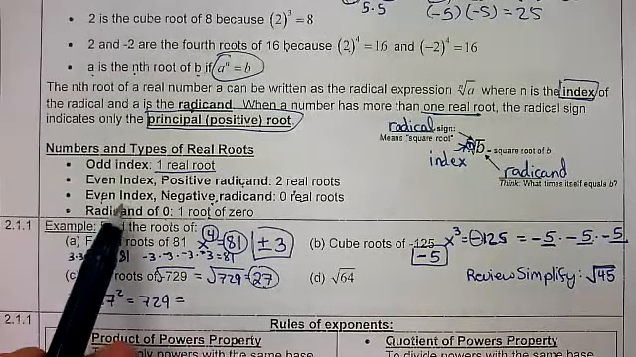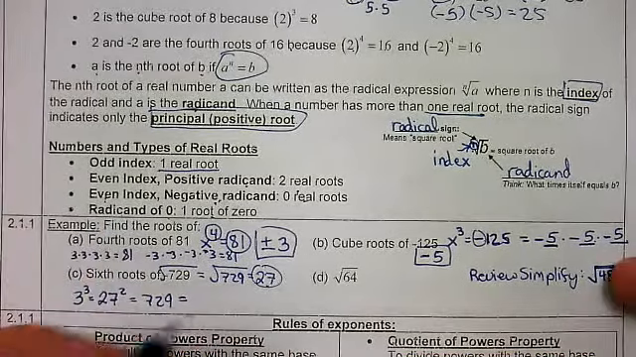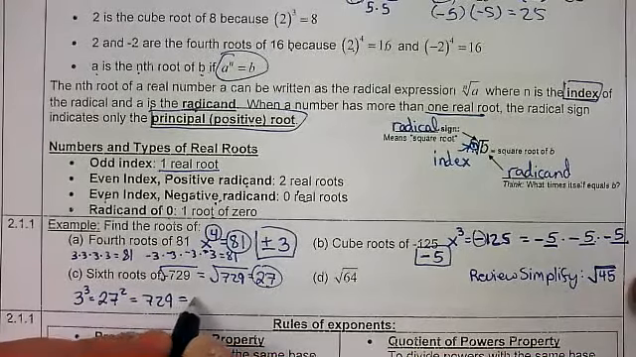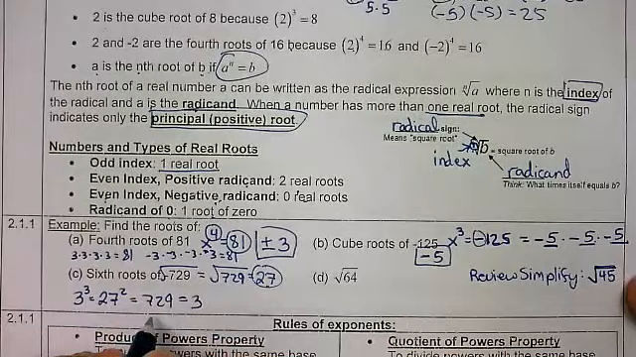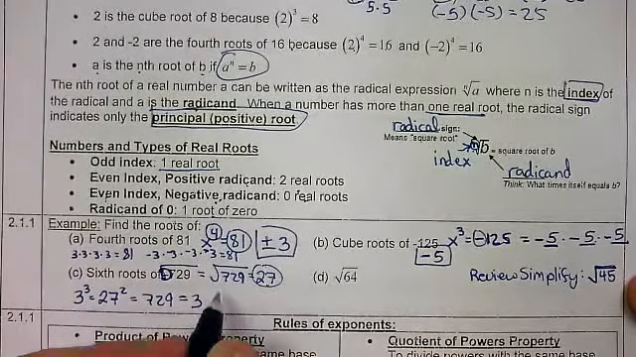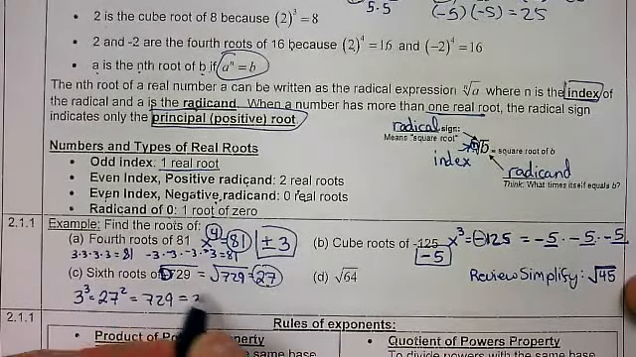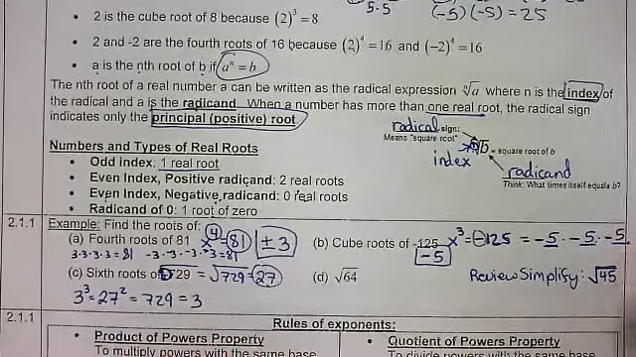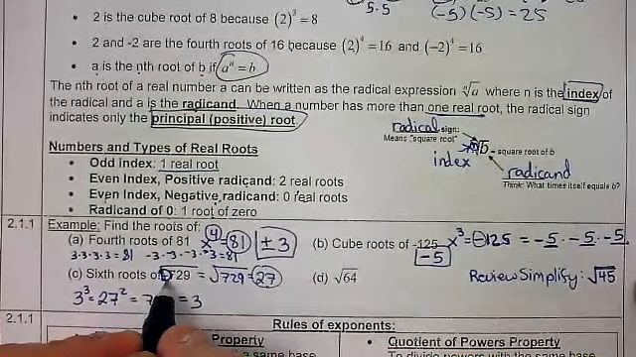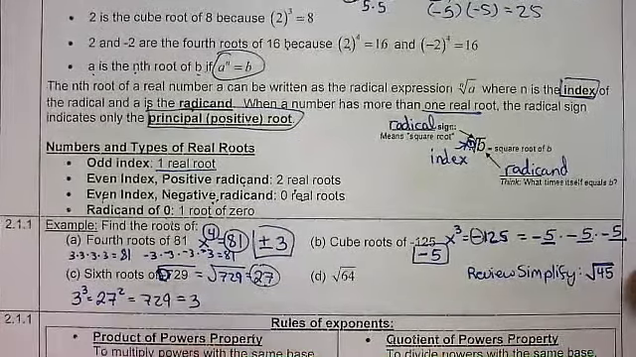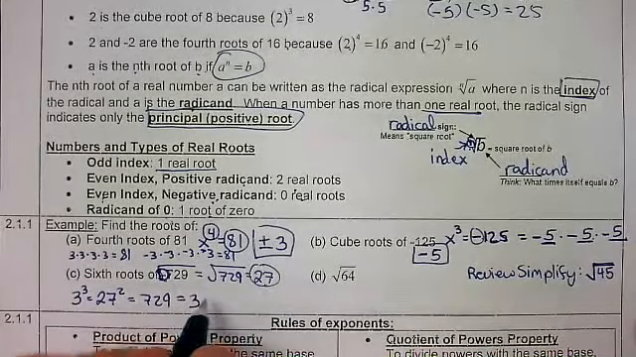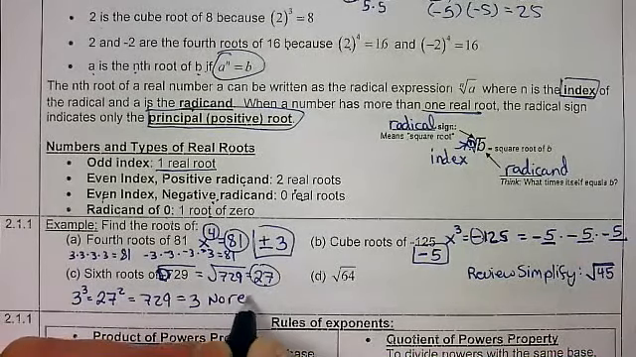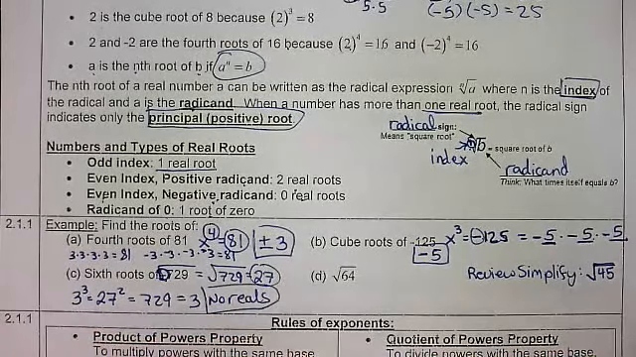So my answer then would have to be, if I'm going to get a negative radicand for an even index, it's not going to have any real roots. For a positive 729, I would come up with 3. But remember, this was negative, and we can't take the square root of a negative number and get a real answer. We would get an imaginary answer, which we will talk about more later in this chapter. So this is going to be no reals.